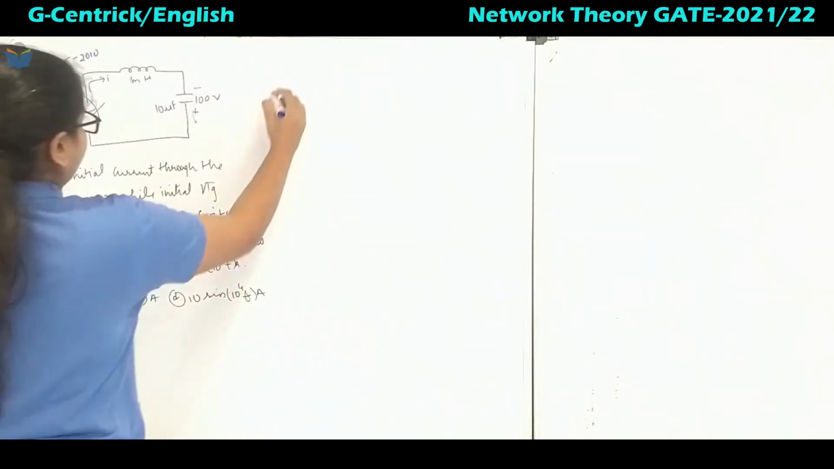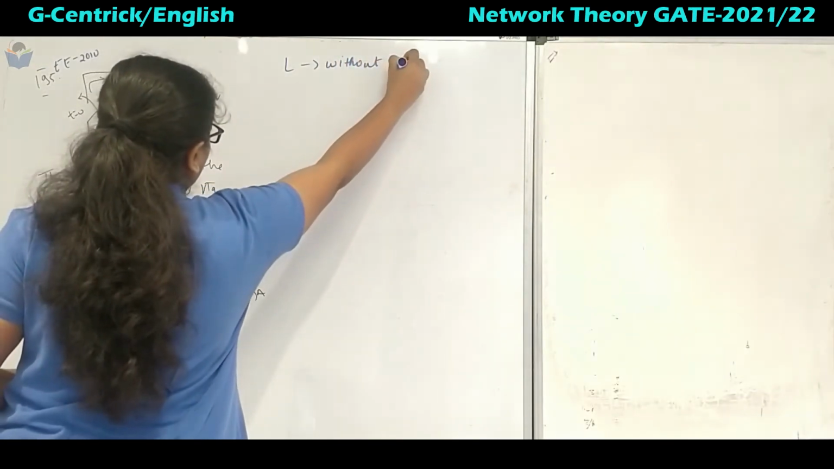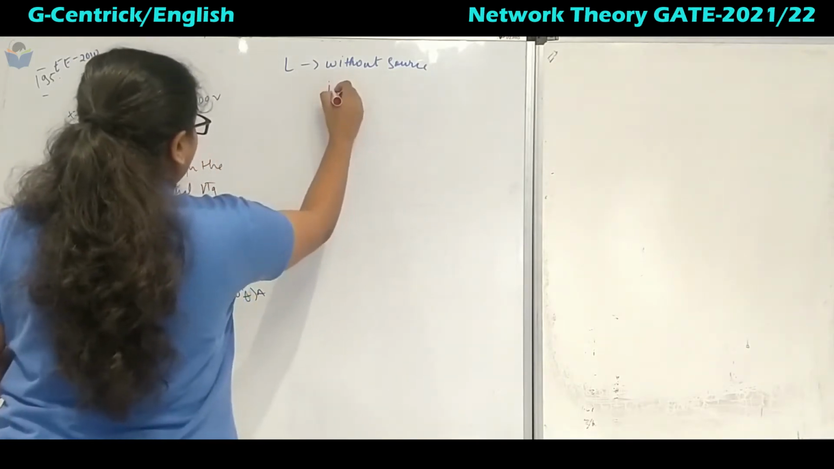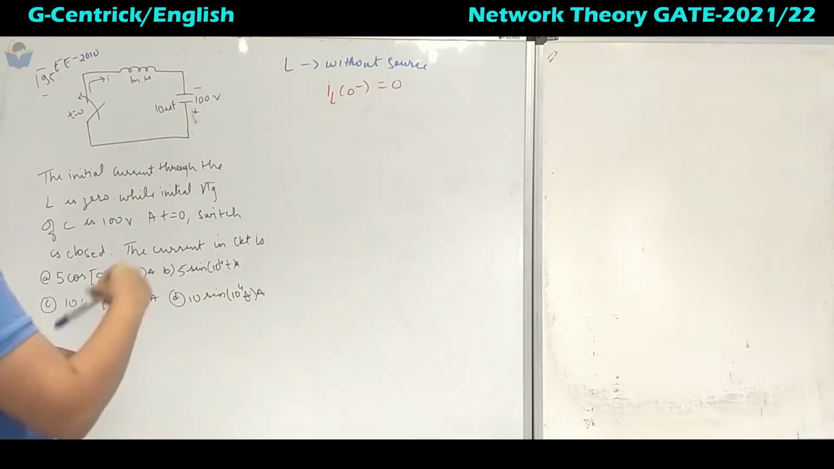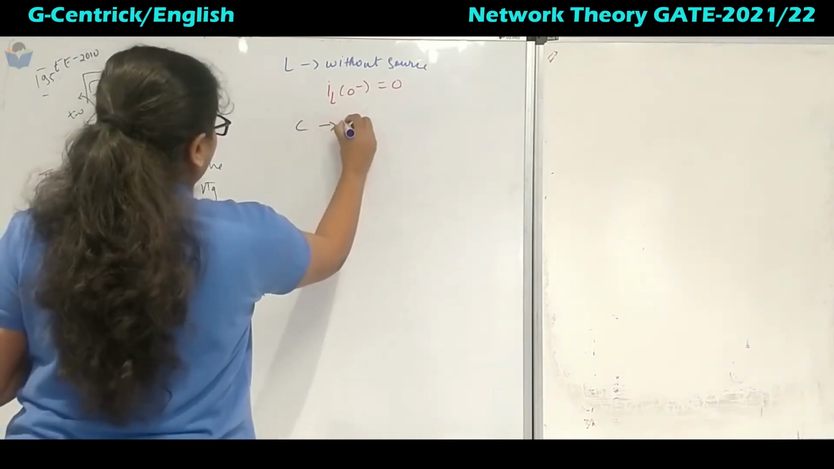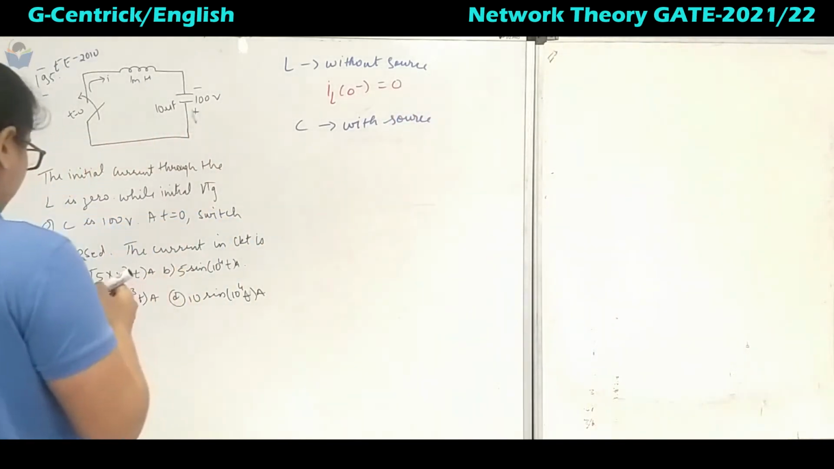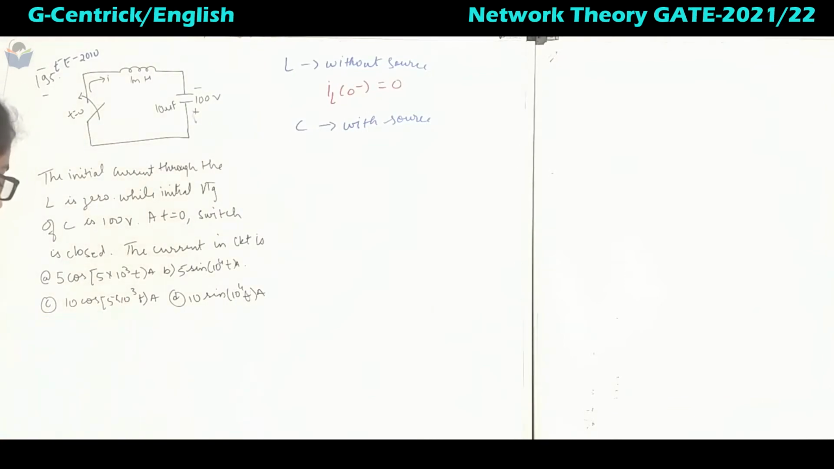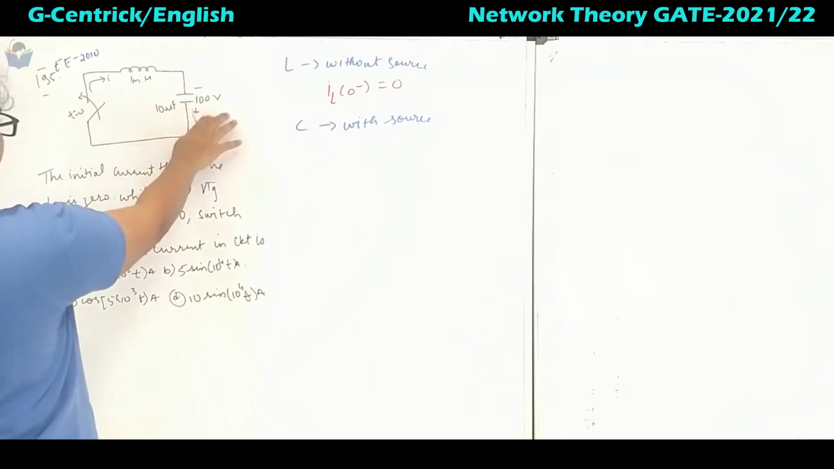So initially I can write that the inductor is without source. If it is without source, then the current IL of 0 minus will be equal to 0. Then the capacitor is with source. When the capacitor is with source, this will be an open circuit, so this voltage will only appear here.